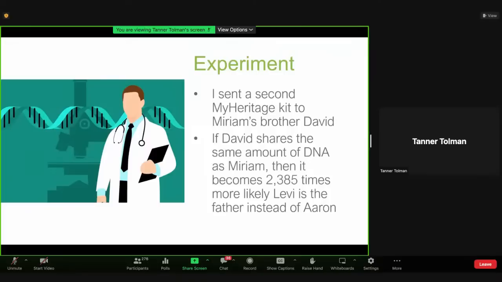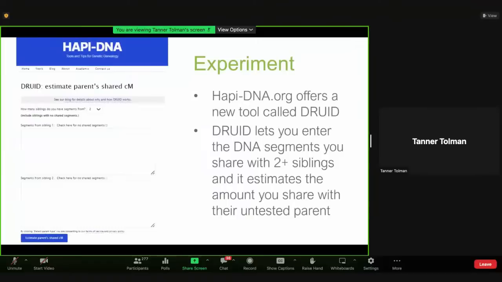So we are currently awaiting the results. And what I am going to do when his results come back, if it is still ambiguous whether it's Levi or Aaron, is I'm going to use a tool called Happy. Now, this is a new tool that has come out. They are inventing a bunch of tools that are all going to be free, specifically to help you with genealogy. But one of the tools they have out right now is something called Druid.